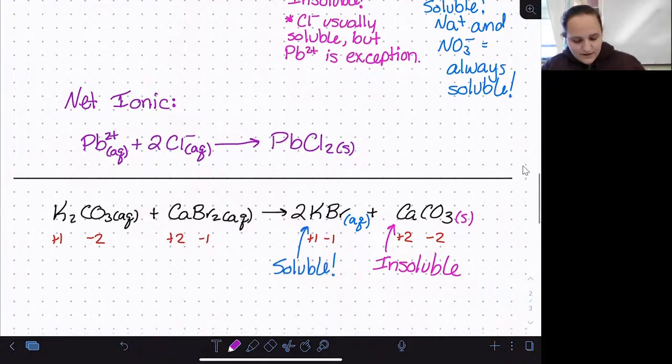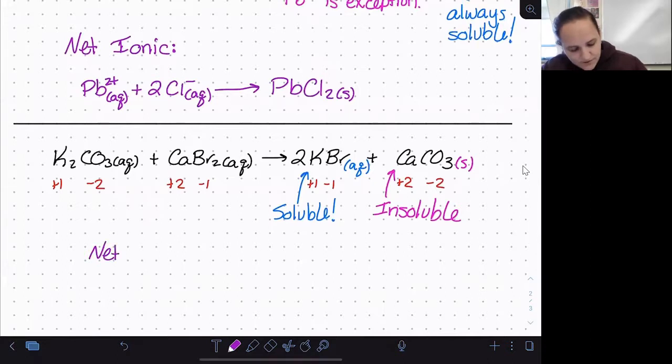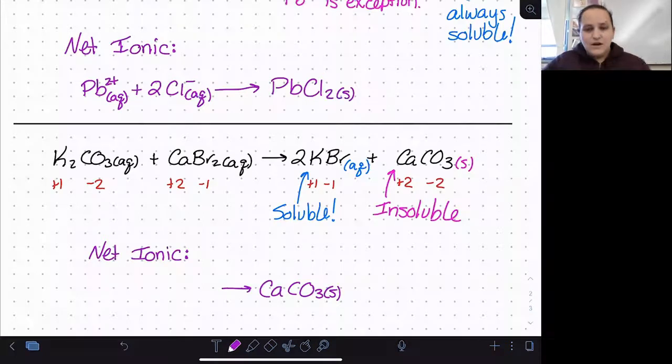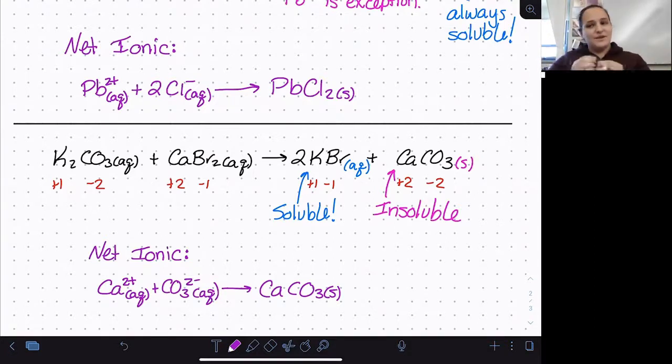So if we want to write the net ionic, that is what we're going to be showing the production of. Our net ionic is going to show calcium carbonate forming from its ions, because that is our solid, that is our precipitate. So our net ionic will show calcium carbonate forming from its ions, which are Ca2+ and CO3 2-. So those ions were dissolved, and now they stick together to form calcium carbonate as a product.